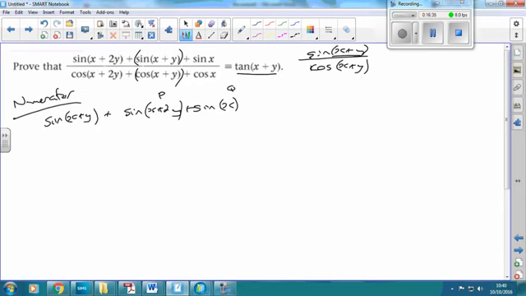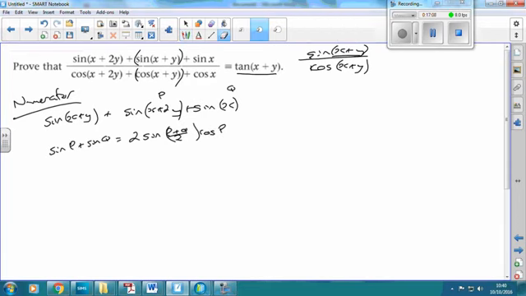Now we know that sine of p plus sine of q is equal to, oh no, sorry, it's 2 sine of p plus q over 2 cos of p minus q over 2. So let's use that for this thing here.